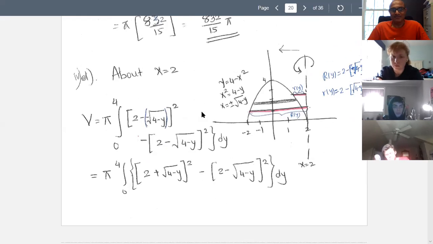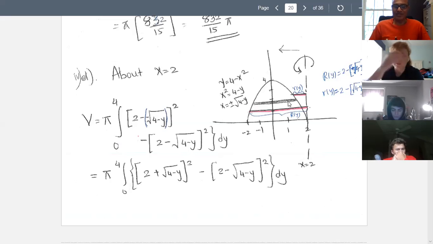Okay. One more example about x is equal to 2. Same domain: 4 minus x squared equal to 2. x equal to 2 is a vertical line. To revolve my figure around this line with the disc washer method, your strip has to be perpendicular to the axis of revolution. Means I don't have any other choice except a horizontal strip. Agree? Except horizontal strip.